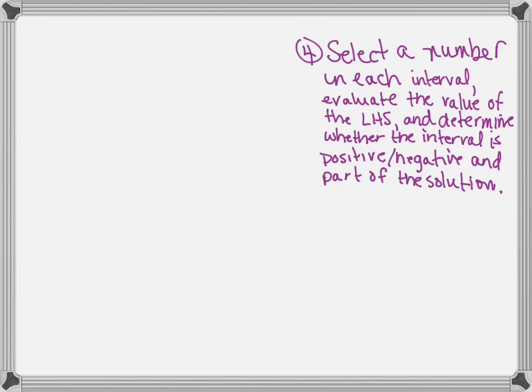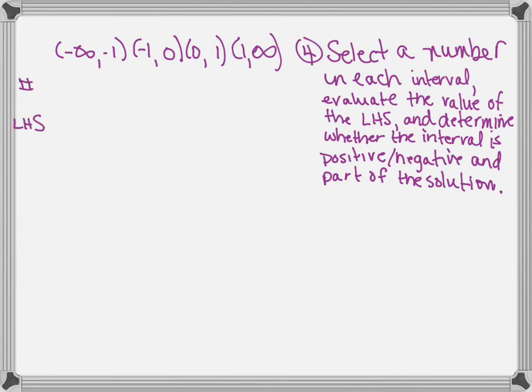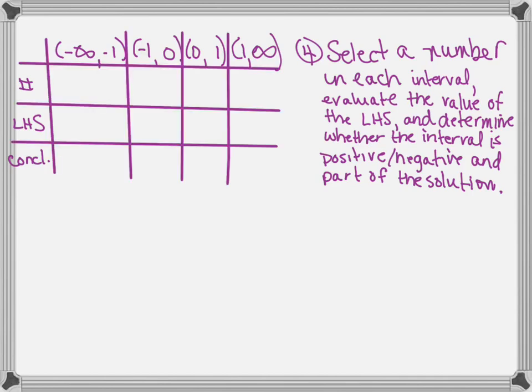Okay, next step will be to select a number, like we did before, in each interval, evaluate the value of the left-hand side, and determine whether the interval is positive, negative, and part of the solution. So those were my intervals. I'm going to choose a number, evaluate the left-hand side, and draw a conclusion. So I will choose -2 for my first interval, -0.5 for my second, 0.5 for my third, and 2 for the fourth interval.